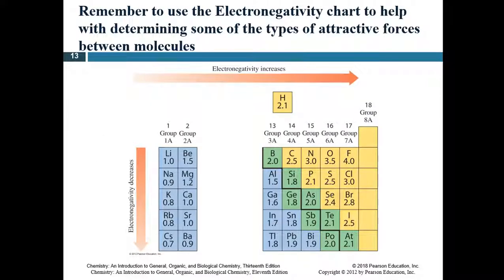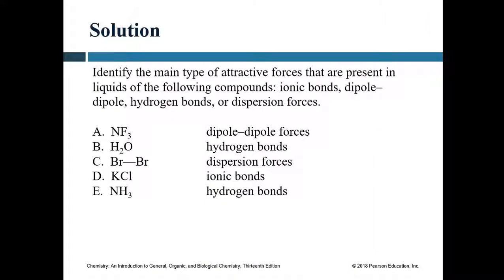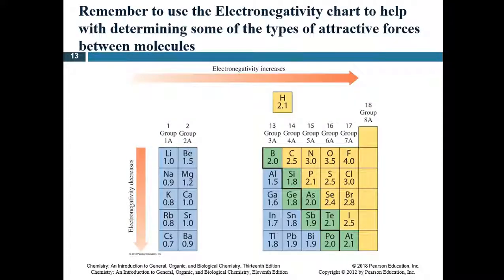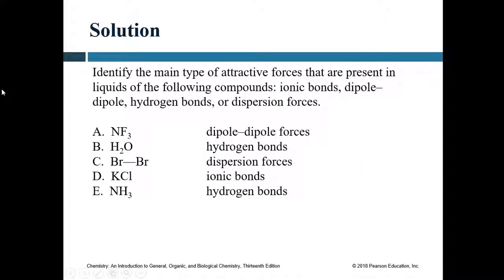All right, so we're back. The first one was asking about N to F. In the electronegativity chart, we have N and F at 3.0 and 4.0. That is a dipole. Is it an ionic bond? No. I'm going to start with the strongest. Is it an ionic bond? No, the first one's not a metal. Is it hydrogen bonding? No. Hydrogen is not attached to fluorine, nitrogen, or oxygen.